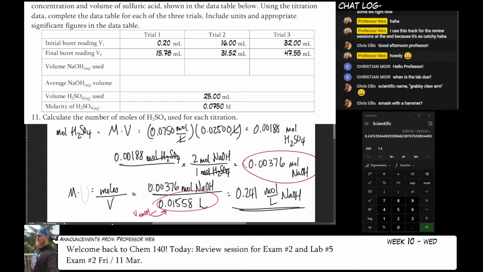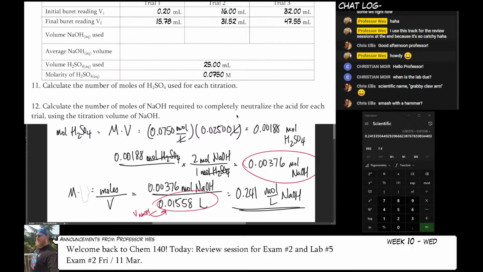Now, in the documentation here, it's going to ask you to calculate for each titration. I'm saying "for each titration" over and over again because I want you to specifically understand which ones are the same and which ones are different. So if you say, well, duh, I used the same molarity and the same volume of sulfuric acid, so it's always going to be that number we calculated, that 0.00188, then that's exactly correct. That's what I want you to say. Okay.